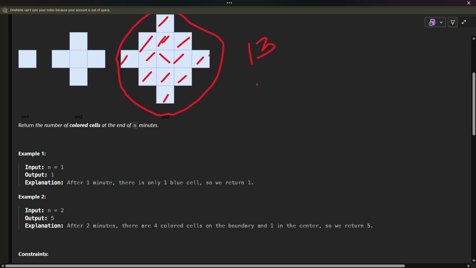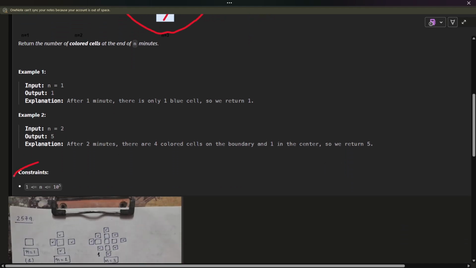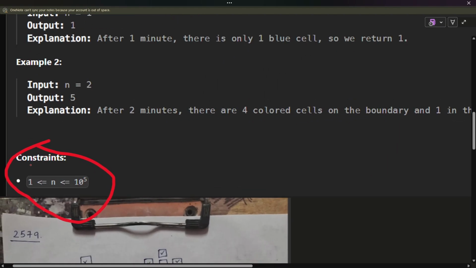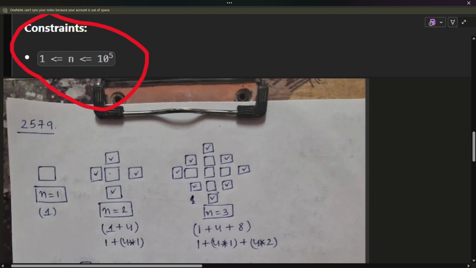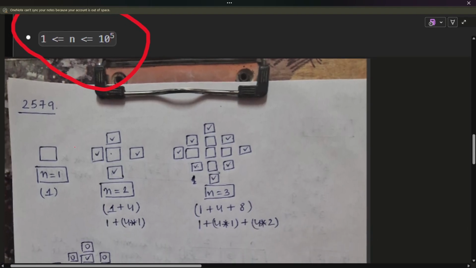So here are the constraints. Now let's try to solve it. This question is actually observation based. If you can observe things and identify the pattern, this question is easy to solve. So now let's start.